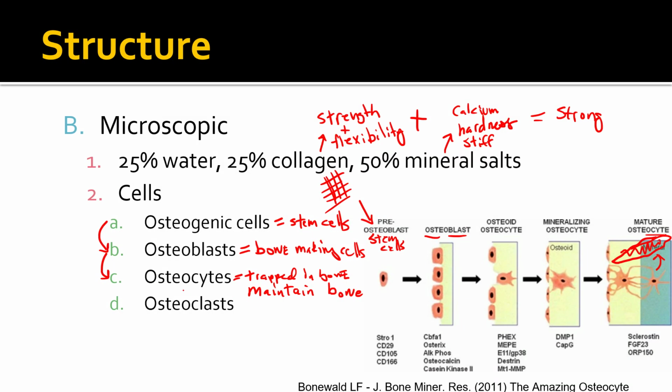Now, separate from all of these, I'm just going to draw a line here. These three cells are all related. There's another type of bone cell called an osteoclast, and these guys are involved in breaking down bone. So just like we have cells that make bone and cells that maintain bone, we also have to have cells that are able to break down our bone.